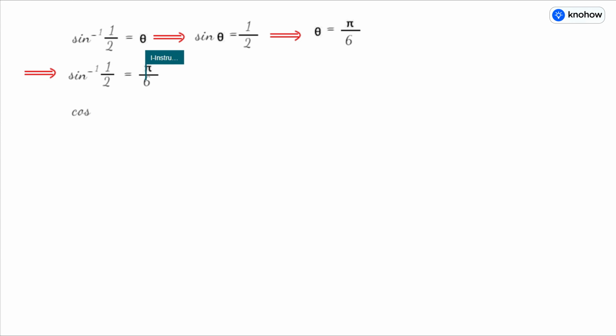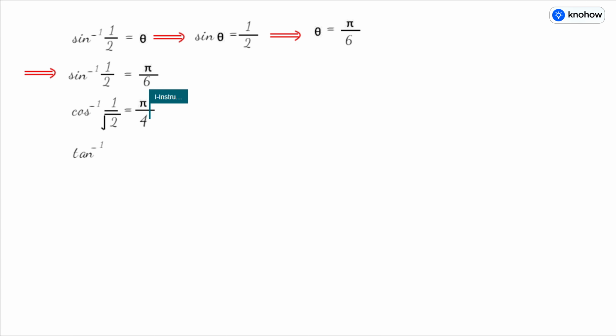Similarly, what is cos inverse 1 by root 2? Can you directly tell me? That is, what is that angle whose cos is 1 by root 2? Cos 45 degree, you know, is 1 by root 2, or pi by 4. So cos inverse 1 by root 2 is pi by 4.